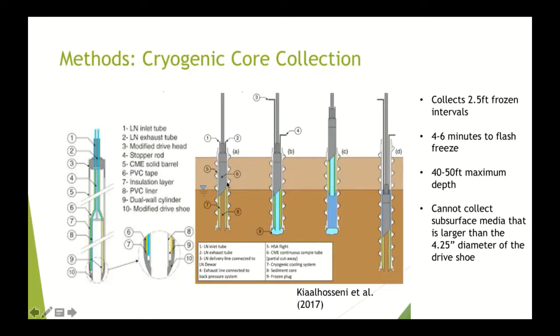A hollow stem auger is advanced to required depth. The liquid nitrogen is injected and initiates a phase change in the subsurface media. This takes 4 to 6 minutes to freeze. It is fast enough to preserve microbial markers and gases and liquid in the pore space in position even when the core is removed. The core is always kept frozen at -80 degrees until processed in a lab. It is effective down to 40 to 50 feet, but can only be used in subsurface media that is smaller than the diameter of the drive shoe.